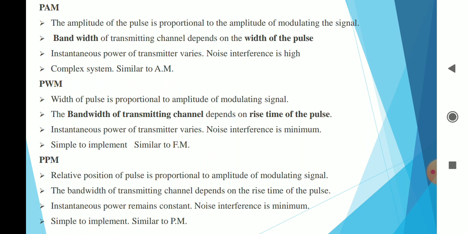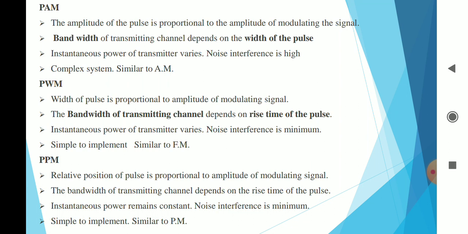In PAM, the amplitude of the pulse is proportional to the amplitude of the modulating signal or message signal. The bandwidth of the channel depends upon the width of the pulse. Instantaneous power of the transmitter varies because the amplitude is going to be affected by noise. Therefore, noise interference is high. So the power requirement also varies. It is somewhat a complex system. It is generally similar to an amplitude modulated system.